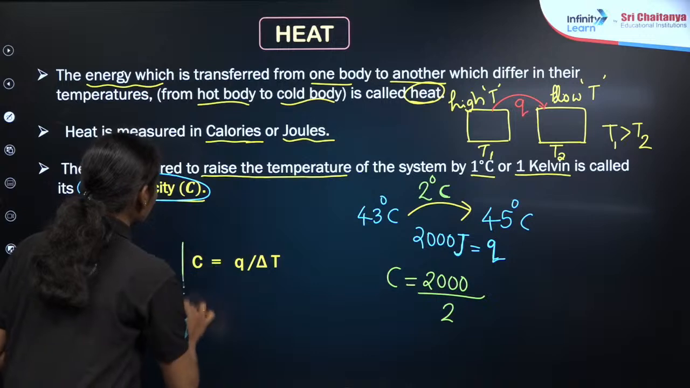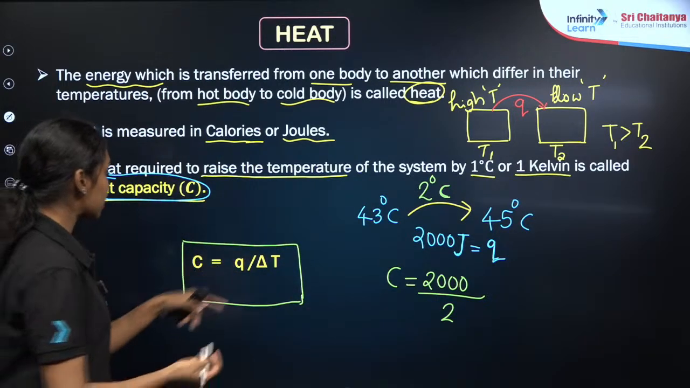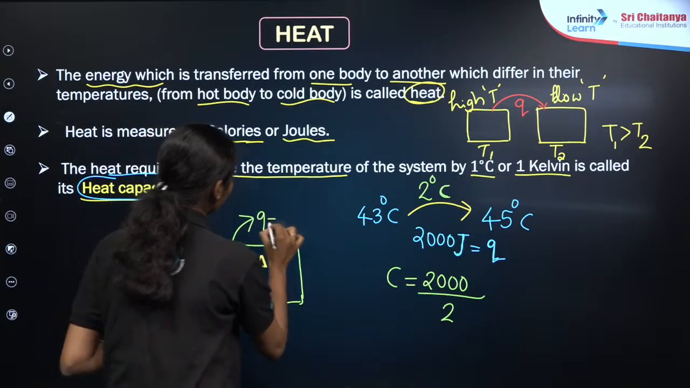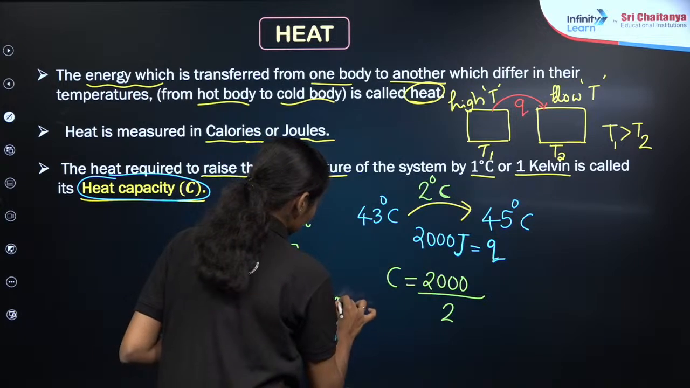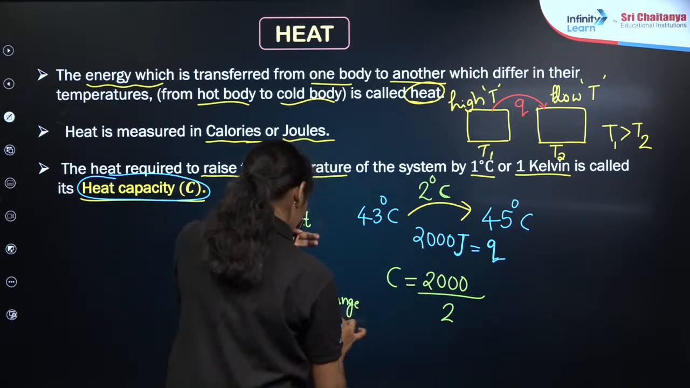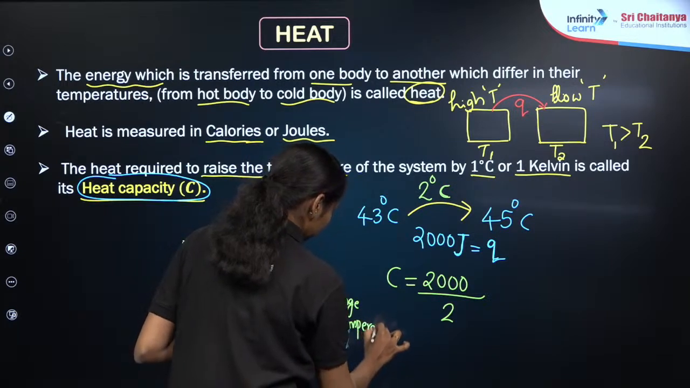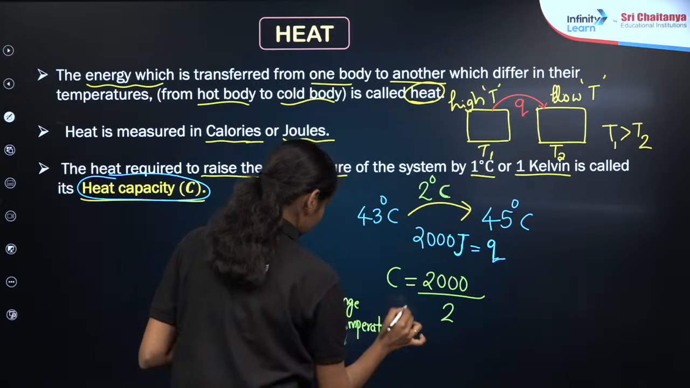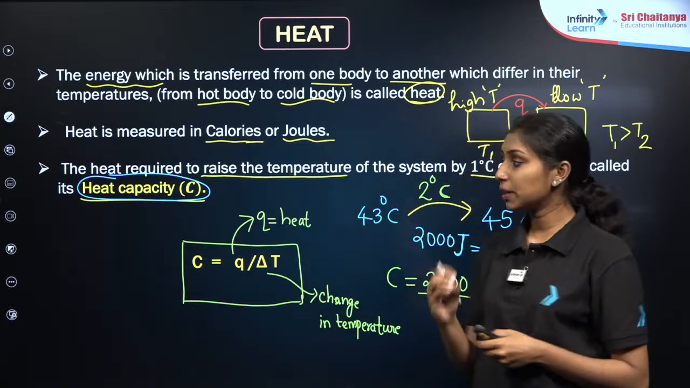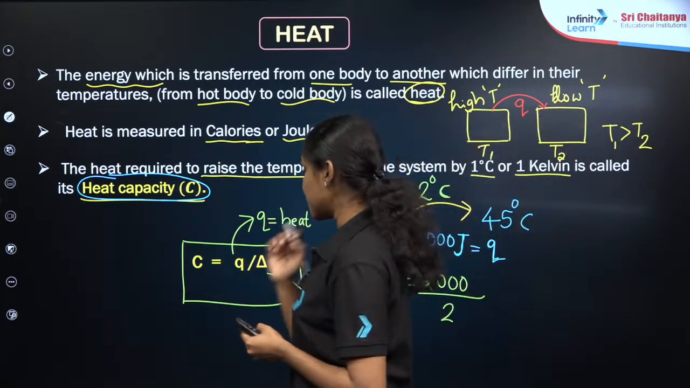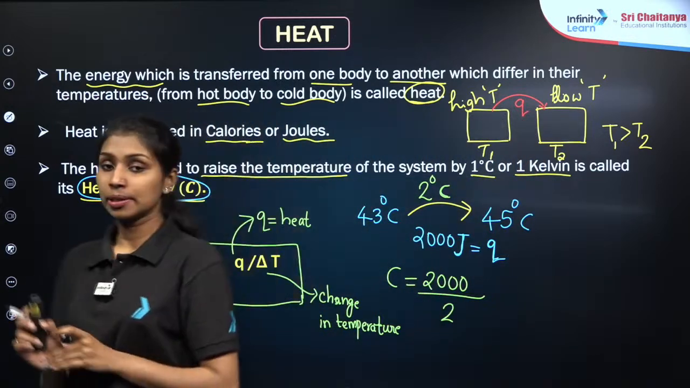So, we can define the formula for heat capacity as C is equal to Q by delta T, where Q is the heat given, then delta T is the change in temperature. Clear? That will be the formula to calculate the heat capacity of a system if heat is given as Q and the change in temperature is also given. Right?